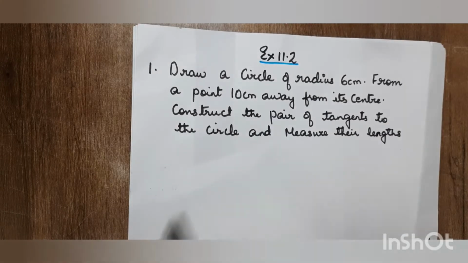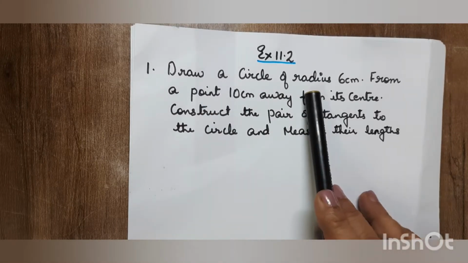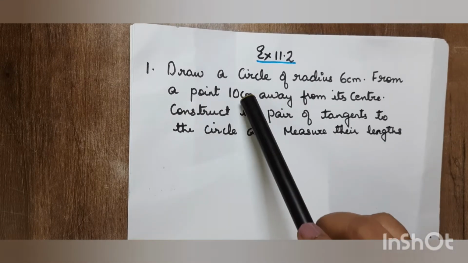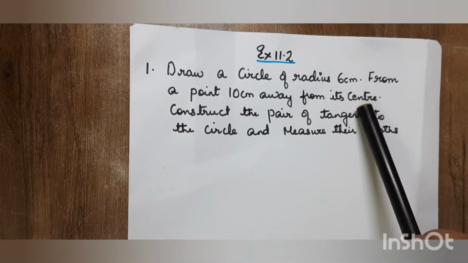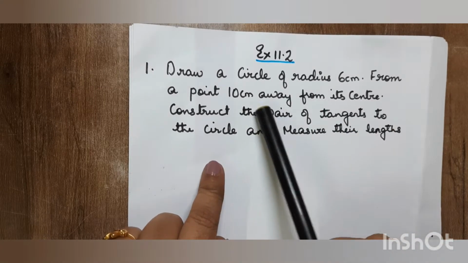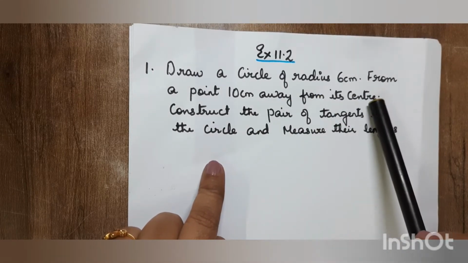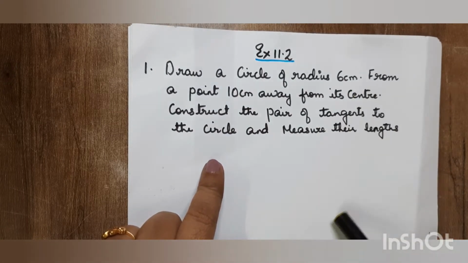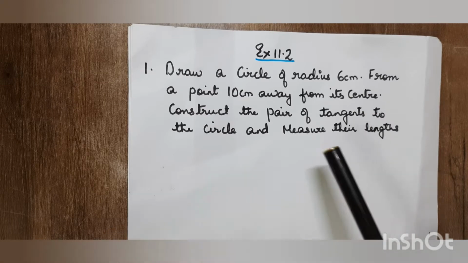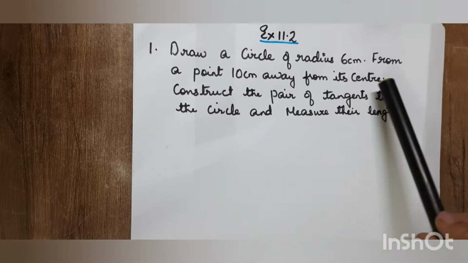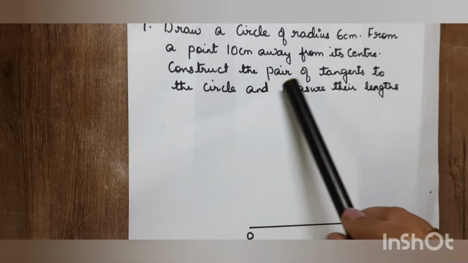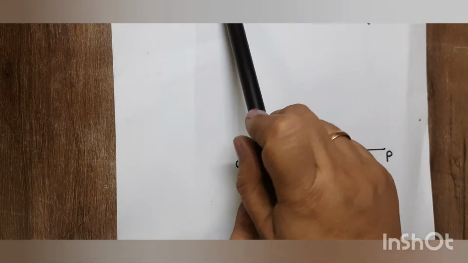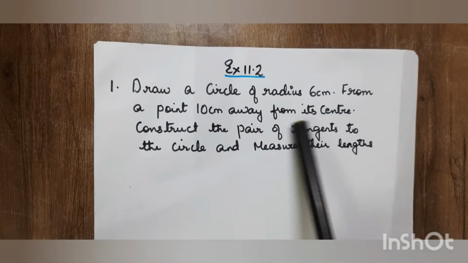First sum. Draw a circle of radius 6 centimeters from a point 10 centimeters away from the center. Look here, you need to focus on this point, away from the center. Sometimes it will be given away from the circle. So do concentrate while constructing. I will tell you what is the difference between that. So 10 centimeters away from the center. Construct a pair of tangents.